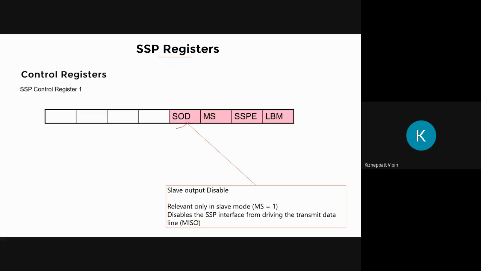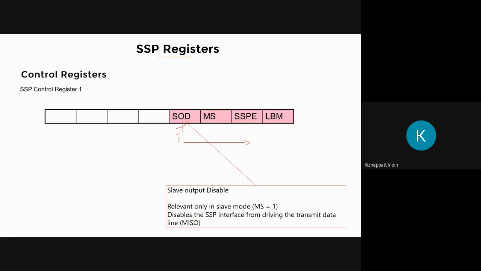Slave output disabled. This bit makes sense only when you are configuring LPC as a slave device. If you configure LPC as a slave device, and you don't want the slave to send any data to the master, okay, so it will be getting data from the master that it will accept, but you don't want to send back any data to the master, in that case, you can set this bit to 1.